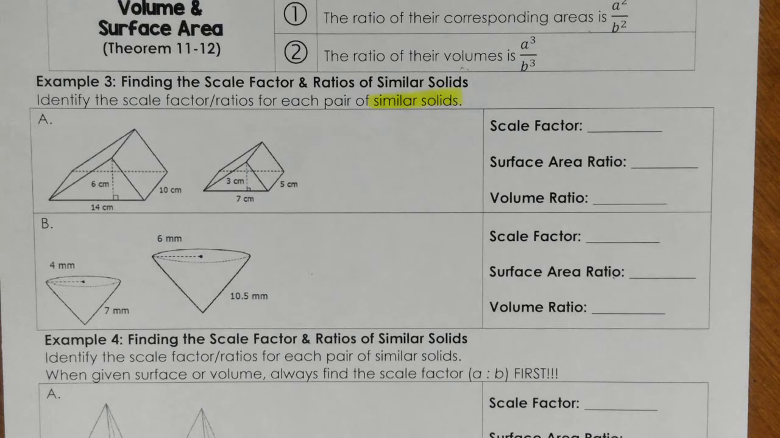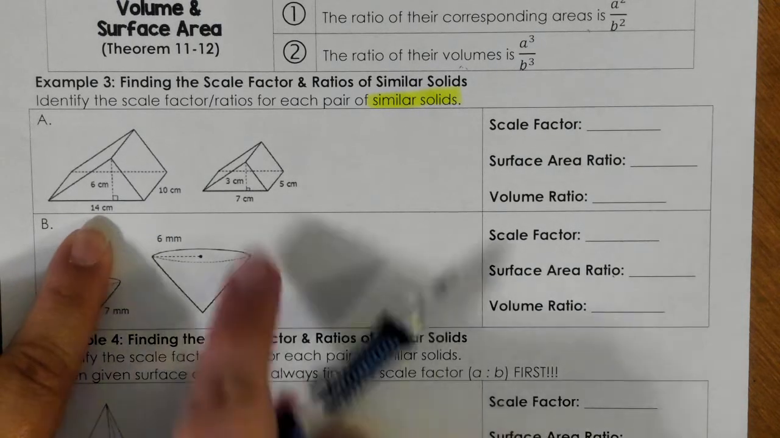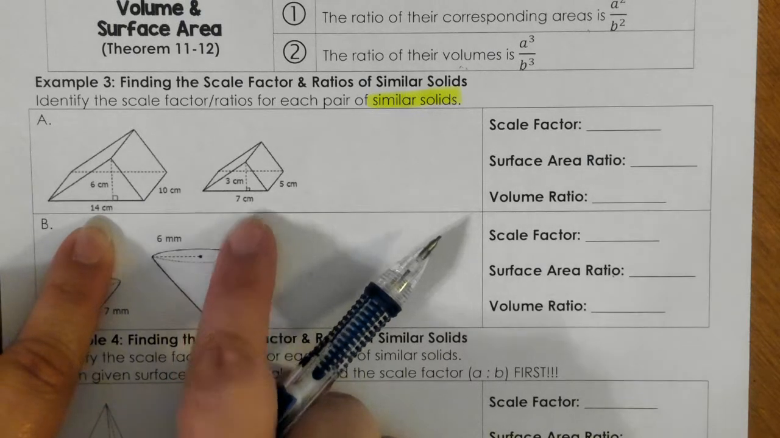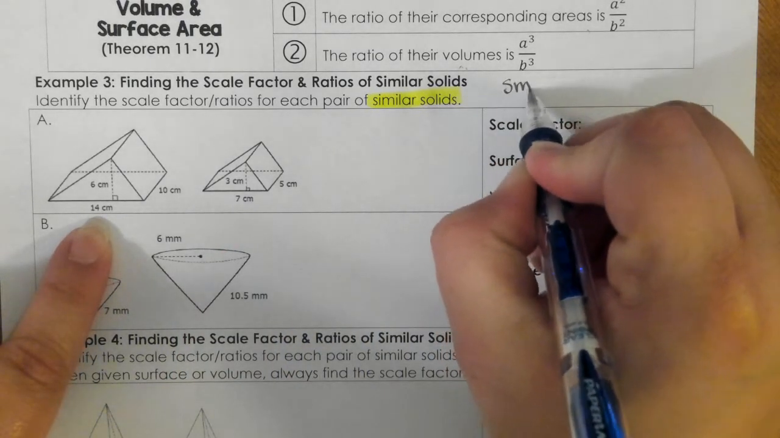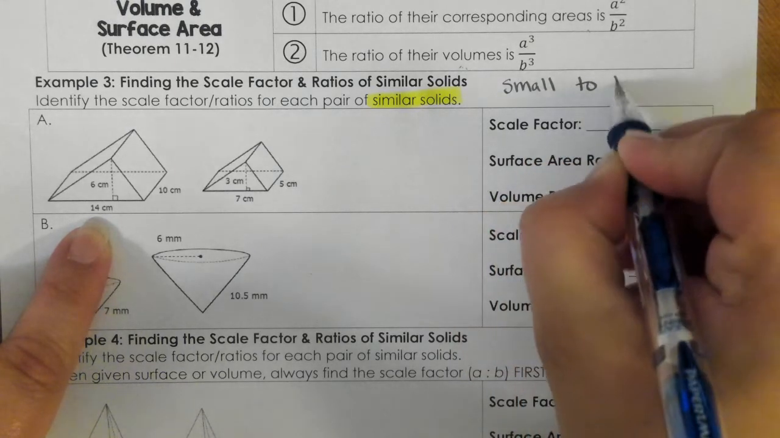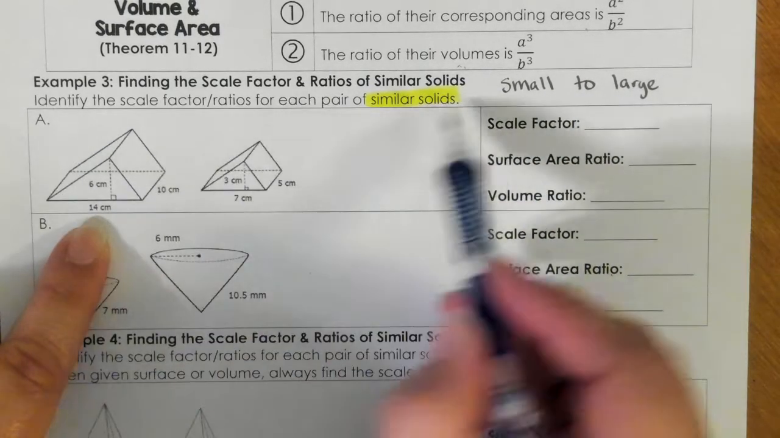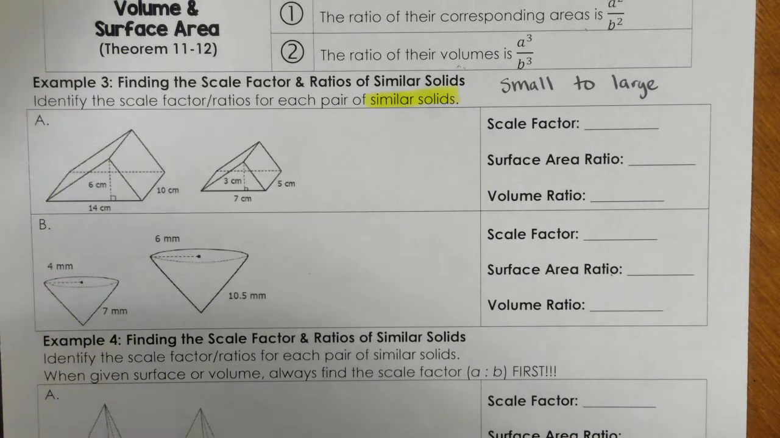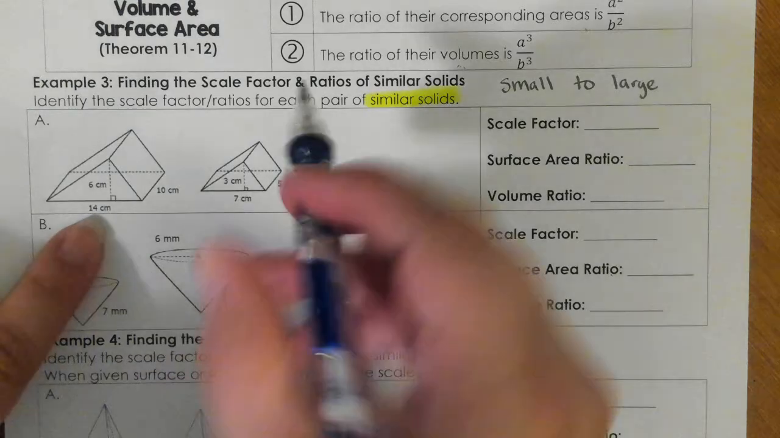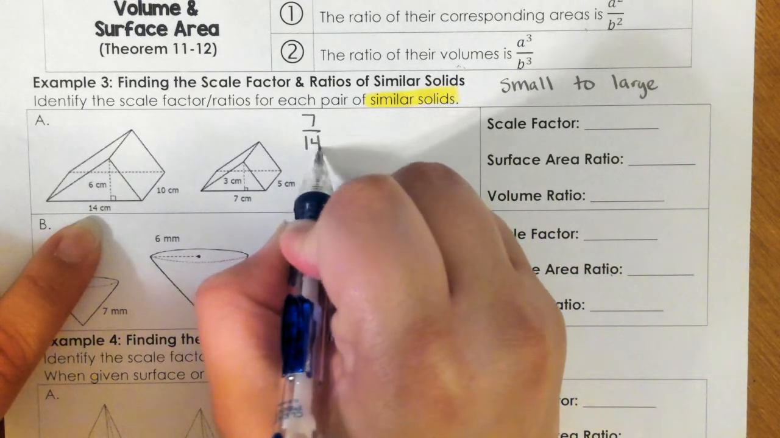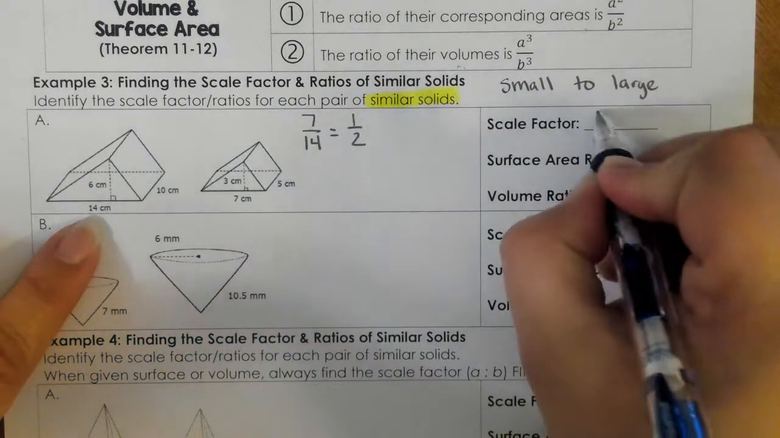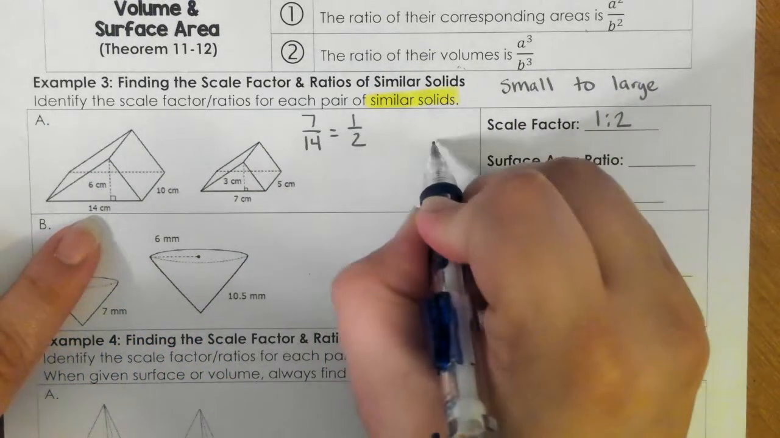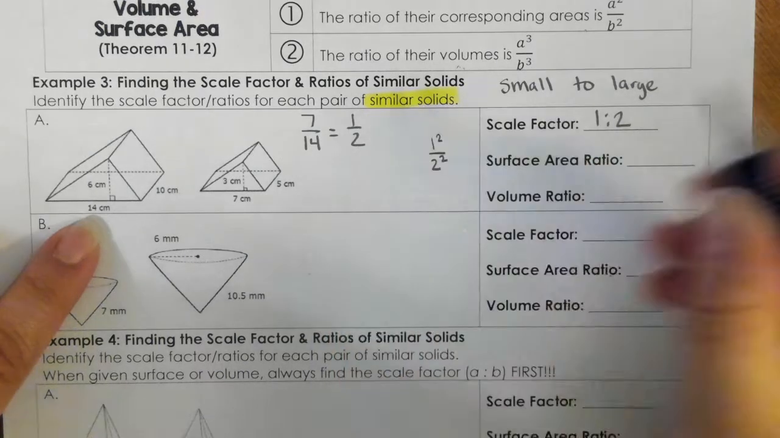So I'm going to say, well, 14 and 7, those would compare. And for this, I'm going to go small figure to large figure. It doesn't say, so you could do large to small or small to large, and either answer would be acceptable. I'm just going to do small to large. So I'm going to say 7 to 14. And of course, that would be 1/2. So that's my scale factor. For the area, I just square that. So 1 squared over 2 squared is 1/4.